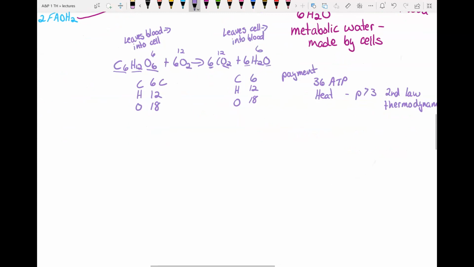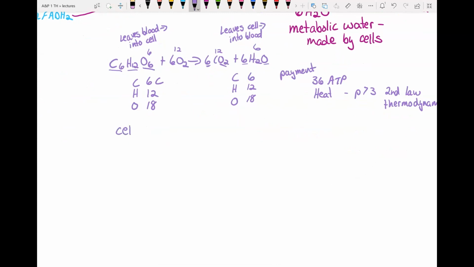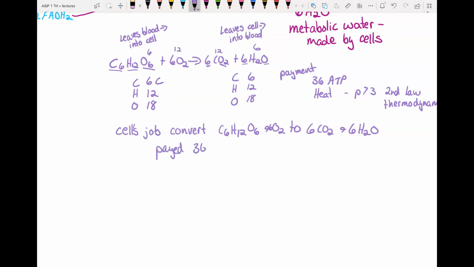So you can kind of think of this as your cell's job is to convert glucose and oxygen to carbon dioxide and water. And just like how you get paid money for doing your job, your cell is paid 36 ATP and heat for doing this job.